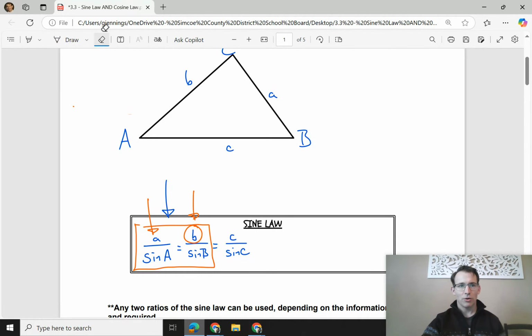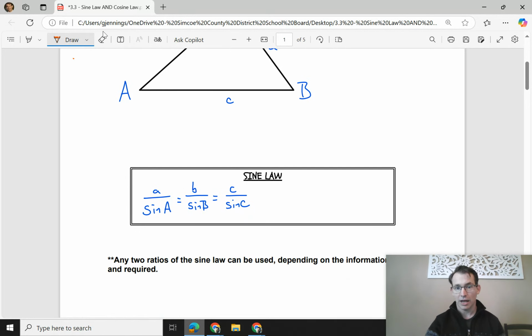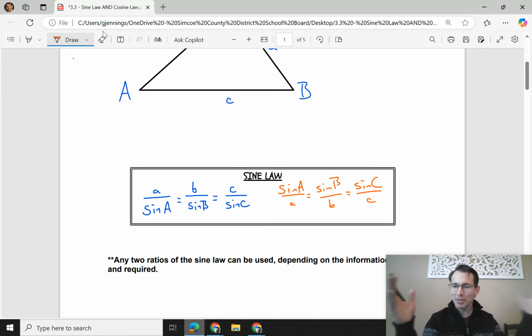There's also another reworking of this formula, okay? And this is useful to also write down. You could also flip all of these and put your angles on the top. The ratio of sine of that angle to that side length is the same as sine of this angle to that side length is the same as sine of this angle to that side length. It's all the same. We can build lots of mini formulas that way, but these are the two that you want to remember.